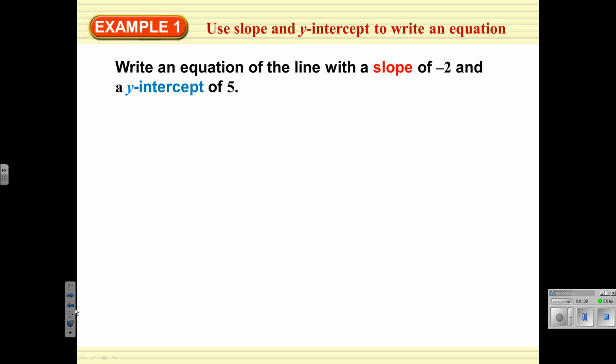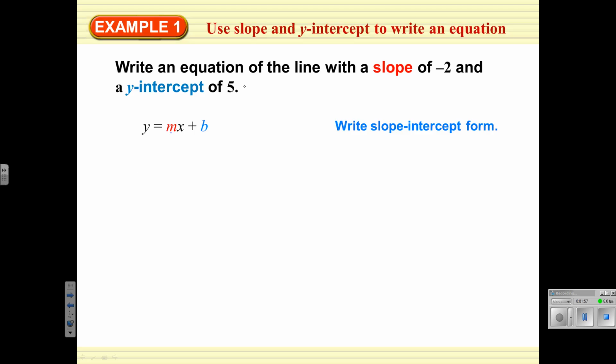So here's our first example, okay? We're going to use slope and y-intercept to write an equation, and this is very simple. It just says write an equation of the line with a slope of -2 and a y-intercept of 5, okay? So here we go. We obviously would know that slope-intercept form is y equals mx plus b, where m is your slope and b is your y-intercept.